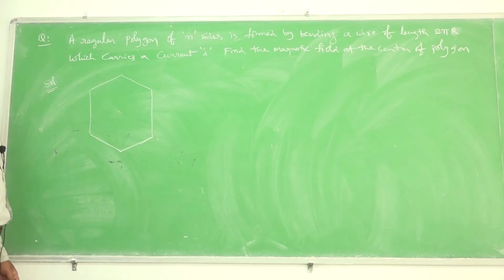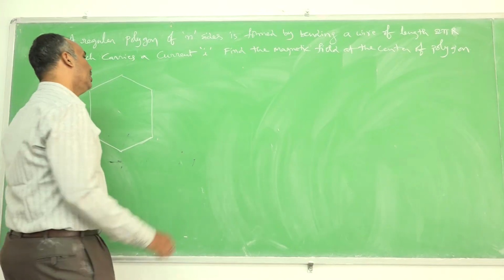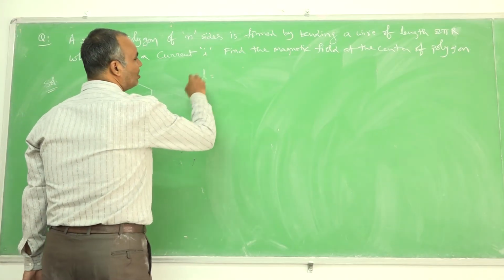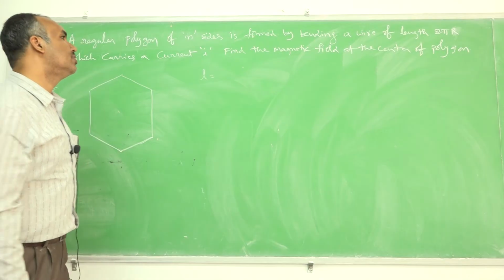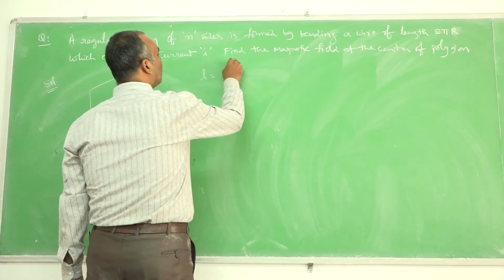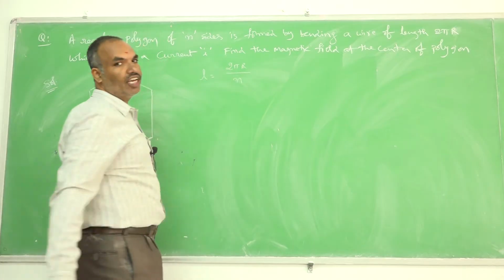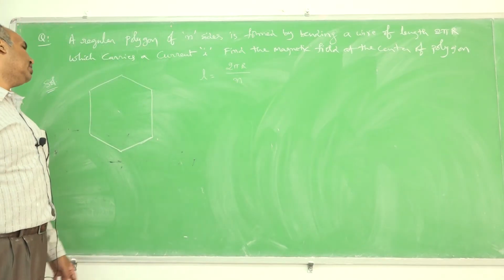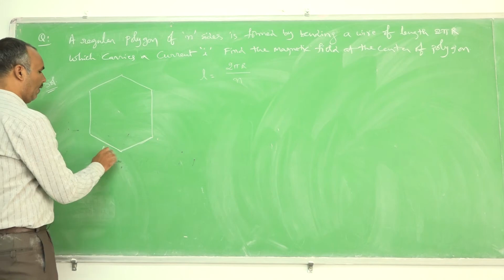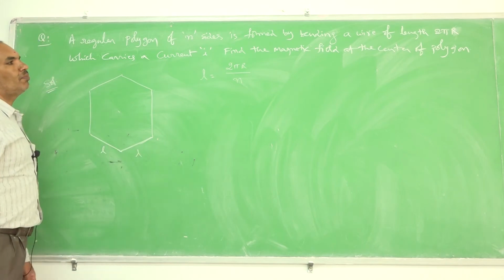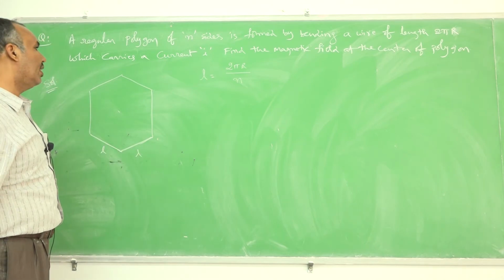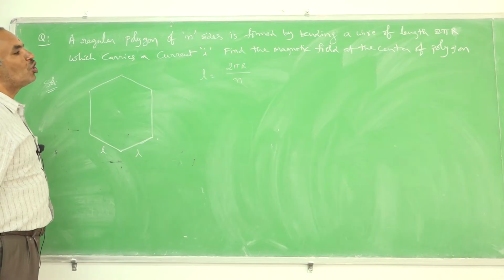Like this. Here, length of each side. Total length is 2 pi r divided into n segments. So length of each segment is L. L is given by 2 pi r by n.